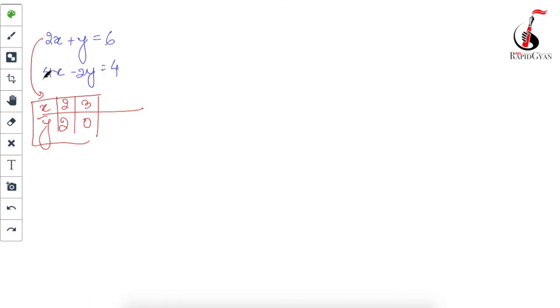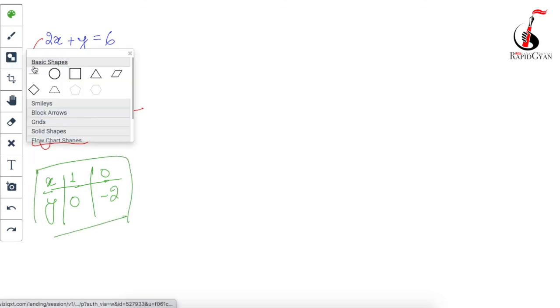Now find the 2 coordinates for this one, 4x minus 2y equal to 4. I will first take y equal to 0. If I take y equal to 0, I will get x equal to 1. See here, now 4x equal to 4, so x will be 1. Now if I take x equal to 0, this is minus 2y equal to 4, so y will be minus 2. So I got the coordinates for this one.